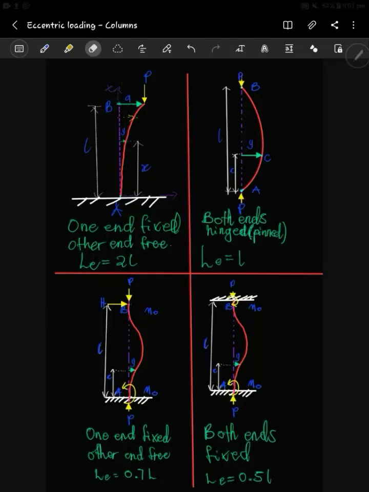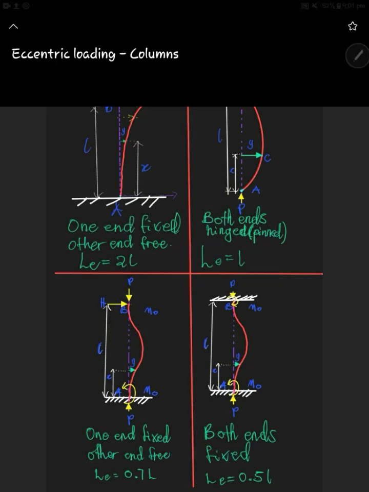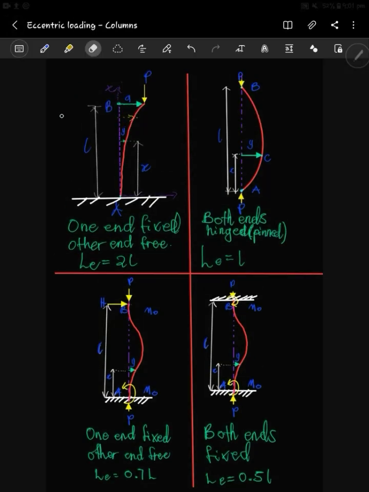All right. So when it comes to columns, most of the time you look at four main end conditions. It could be any of these four here, so let's name them one, two, three, and four. Could be any of these four. In the first condition, we have one end fixed and the other end free.